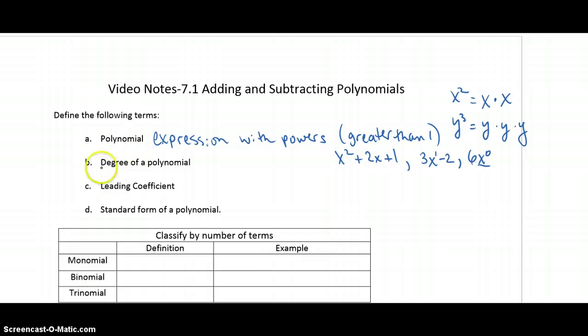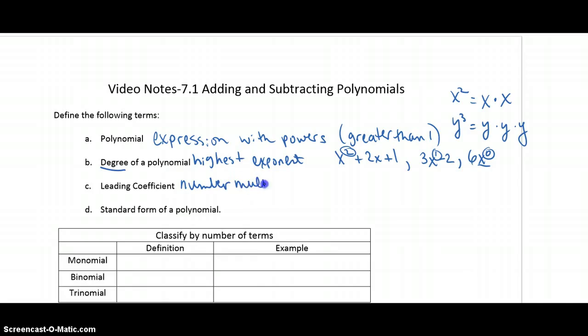The degree of a polynomial is actually the highest exponent in the expression. So for example, this polynomial has a degree 2, this polynomial has a degree 1, this polynomial has a degree 0.